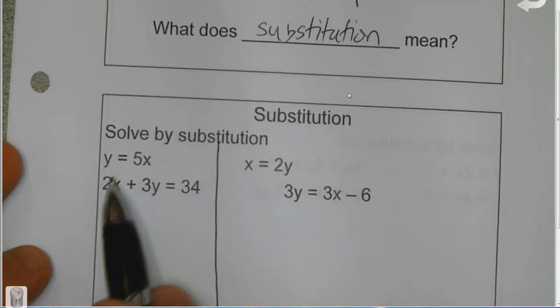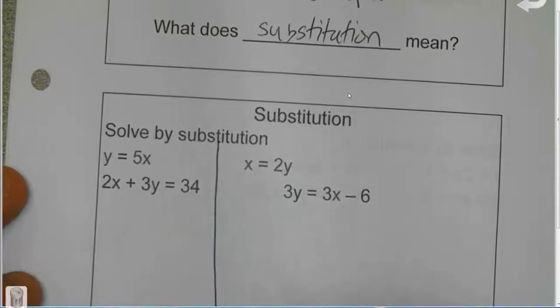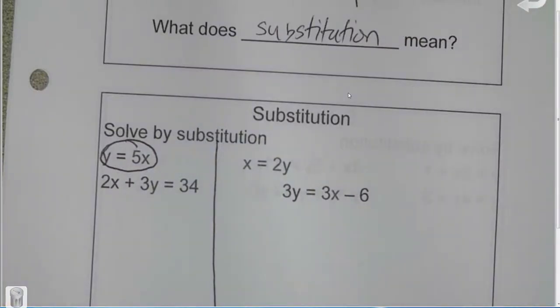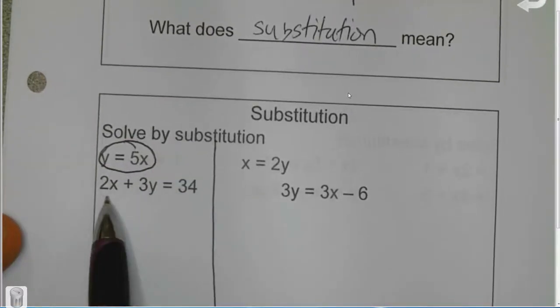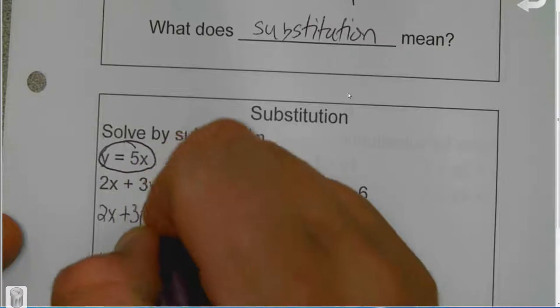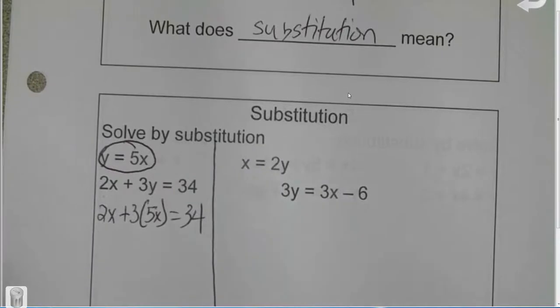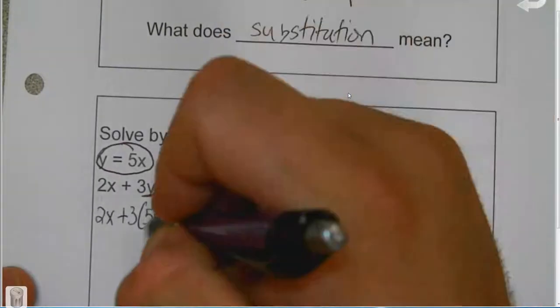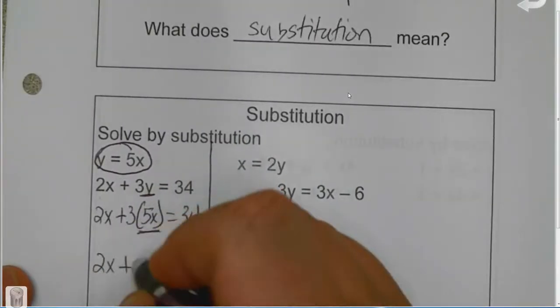I have two equations. I have y is equal to 5x, and then I have 2x plus 3y is equal to 34. But I want to focus in on y is equal to 5x. When I have a variable by itself, I can use substitution because we're saying that y is 5x. So in this equation down here, I can say 2x plus 3 times 5x is equal to 34. How I can do that is because I replaced y with 5x. And so by doing that, I can now multiply.